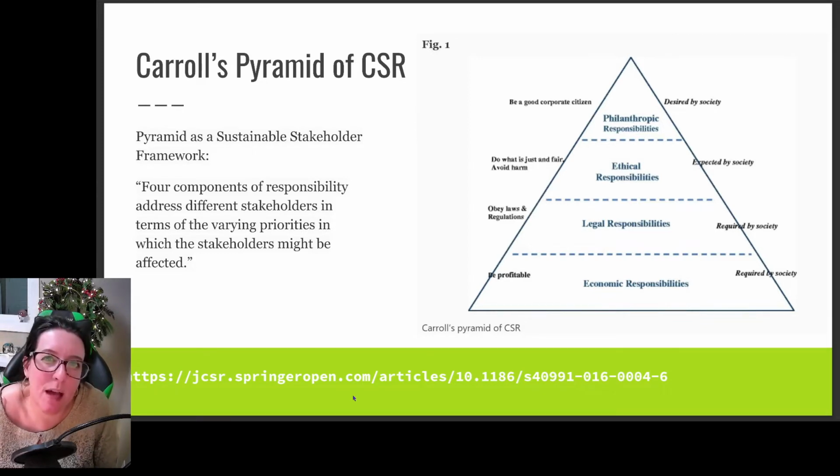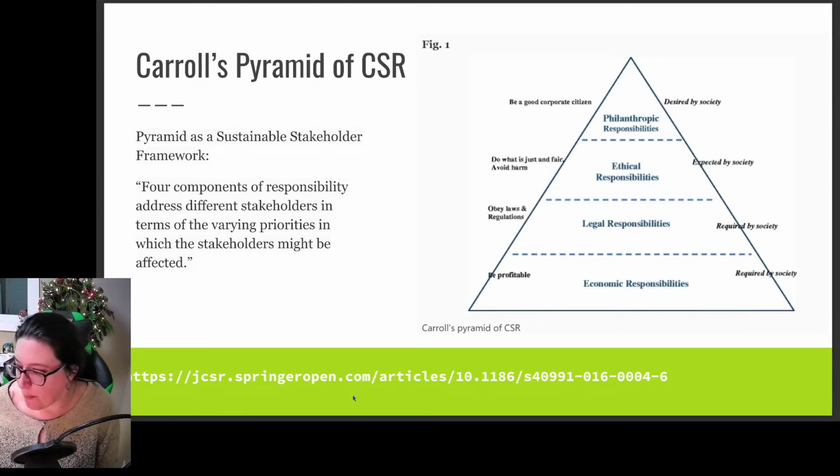So if you think, for example, Tom's Shoes, every time they make a pair of shoes, they donate a pair of shoes to those in need. There's another company that does the same thing with socks. That is not a requirement for them to operate and be profitable. That is not a legal requirement. They don't have to do it by law. And it's not even an expectation. Other shoe and sock producers don't do the same thing. So it is a philanthropic responsibility.